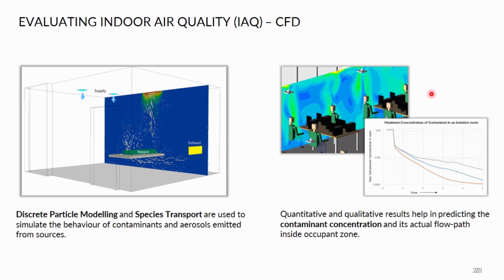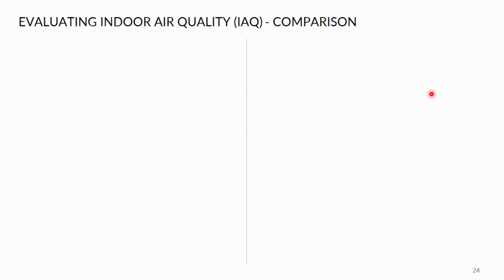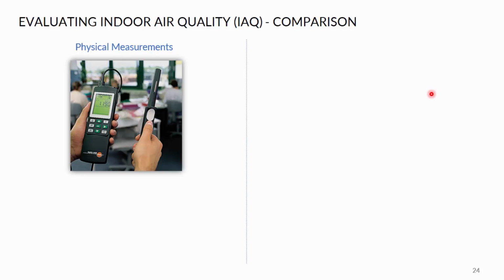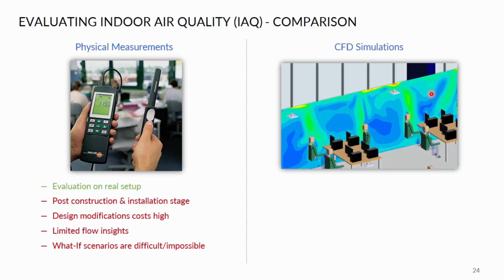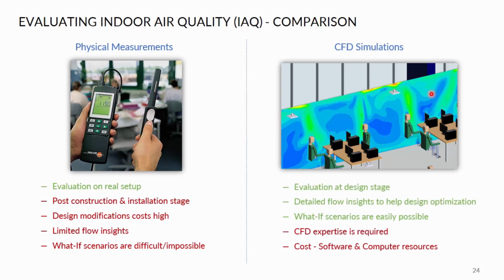Also, IAQ can be assessed using advanced numerical techniques like computational fluid dynamics, or CFD. CFD uses various numerical methods and computational algorithms to solve governing equations like mass, momentum, and energy to evaluate flow behavior for given HVAC designs. CFD comes with different approaches, like discrete particle modeling for larger and heavier particulate contaminants, and species transport for aerosol and gaseous contaminants.